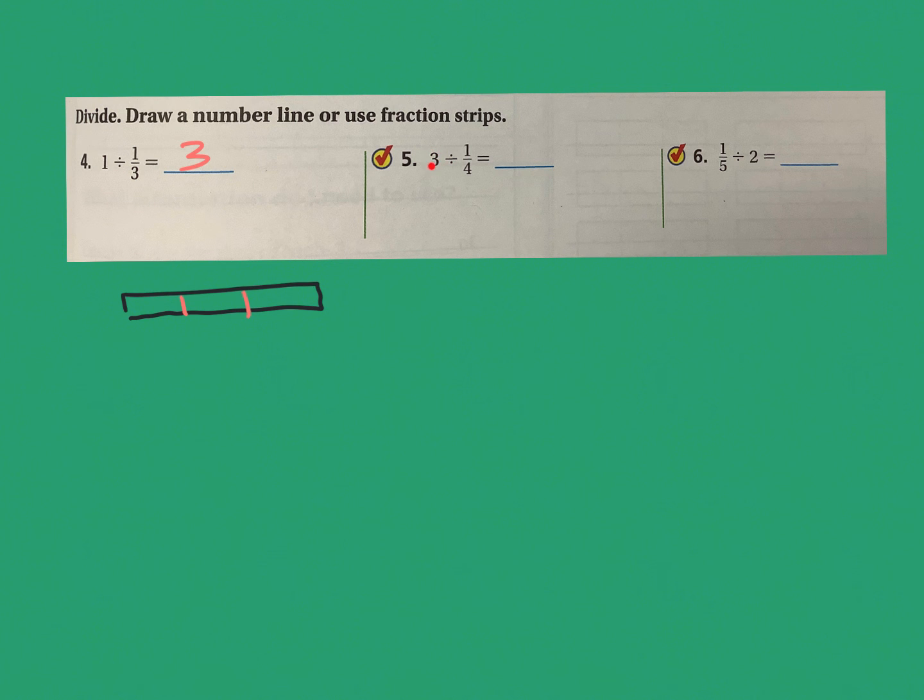Let's look at this one. 3 divided by 1/4 equals what? My whole number is my dividend. It's being divided by a fraction. So my answer is going to be bigger than my dividend.